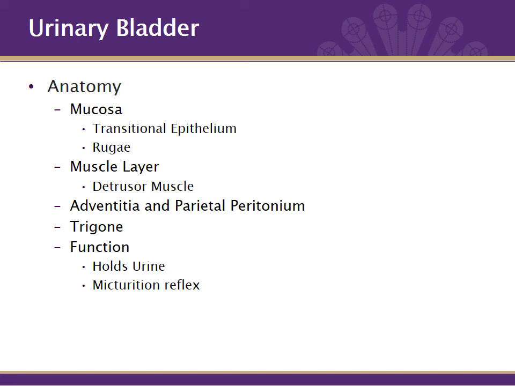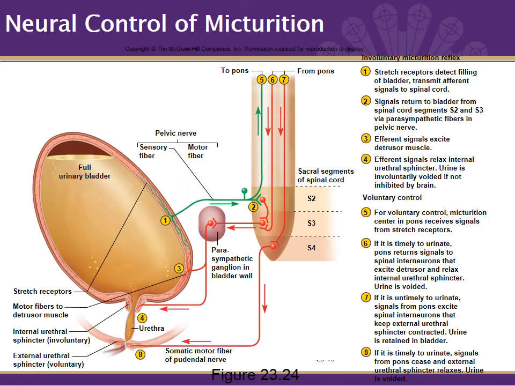The elimination of urine is called the micturition reflex, or urination reflex. The steps of the micturition reflex are simplified in the diagram. First, filling of the bladder excites stretch receptors, which sends a message to the spinal cord. Second, the spinal cord responds and sends out a signal via parasympathetic nerve fibers. Third, the signal excites the detrusor muscles to contract. Fourth, the signal also stimulates the internal urethral sphincter to relax.